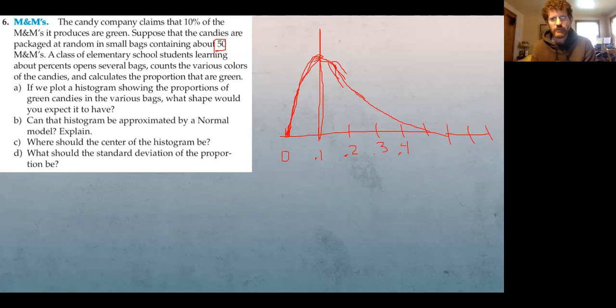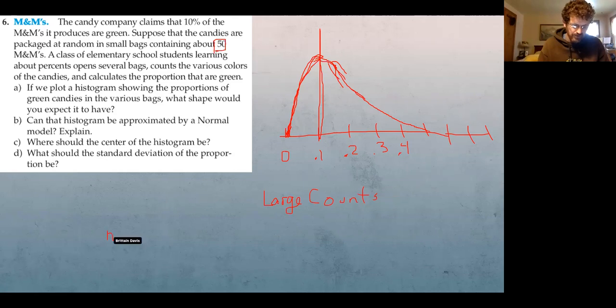What we have is a skewed right distribution. So we would probably expect it to be skewed right just a little bit. And now the question you might be asking is, why is this one going to be skewed right when we were looking at the Reese's Pieces and it wasn't skewed? Well, large counts.